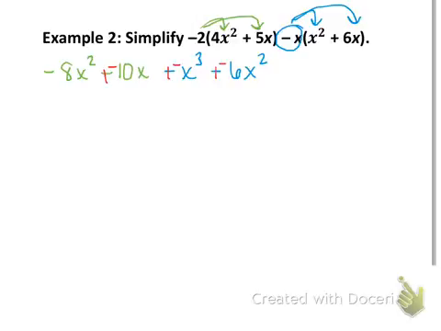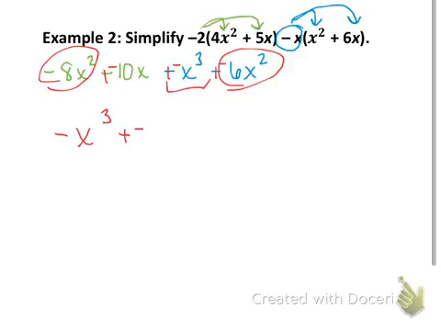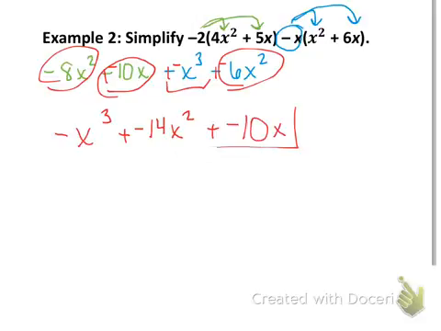Alright, so now I want to combine some like terms and get this into standard form. So the biggest exponents go first. That's going to be this guy. I've got negative x cubed first. Then I've got a couple of like terms, a negative 8 and a negative 6, which gives me a negative 14x squared. And then I've got the last one, a negative 10x. Final answer, in standard form, perfectly simplified. No more math I can do.